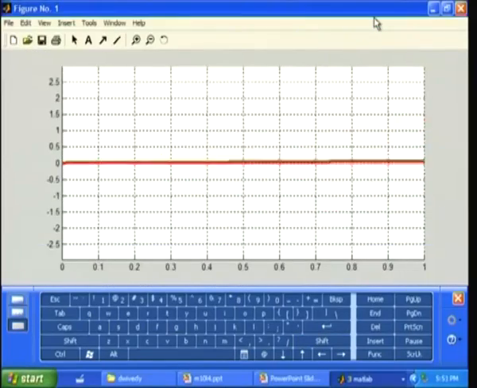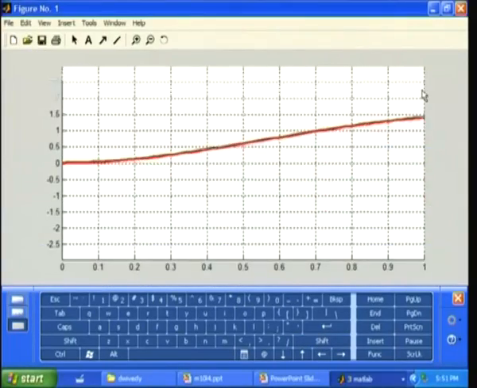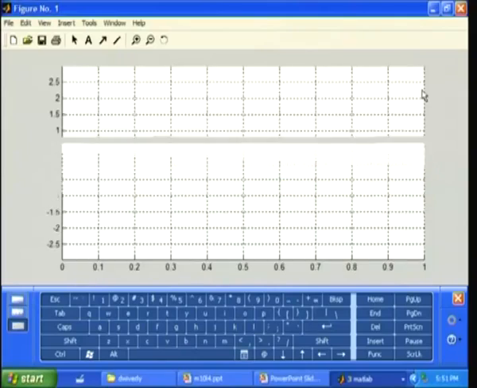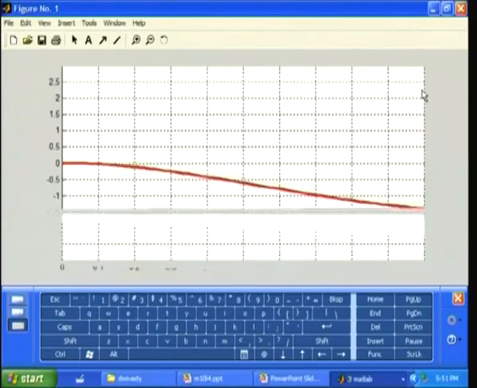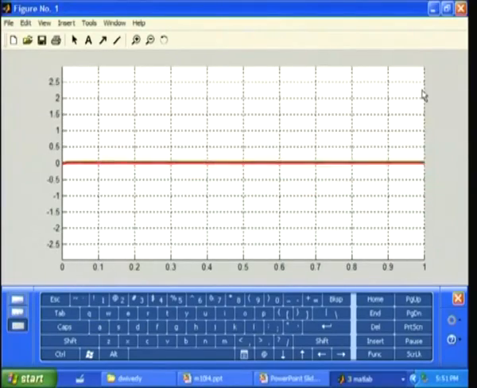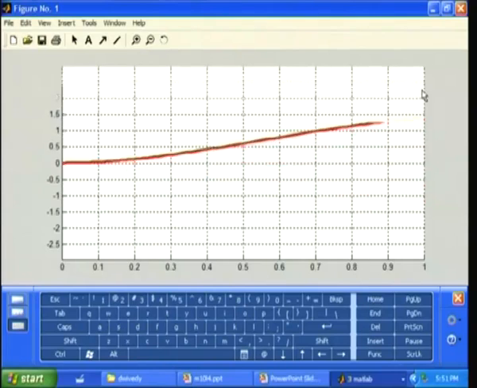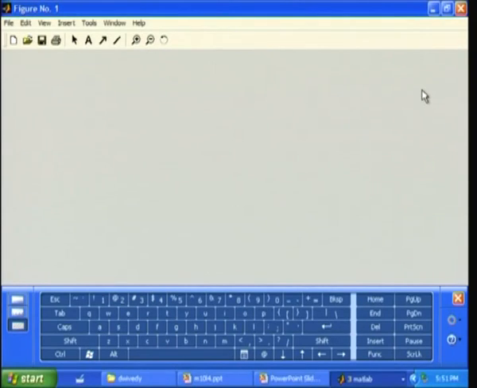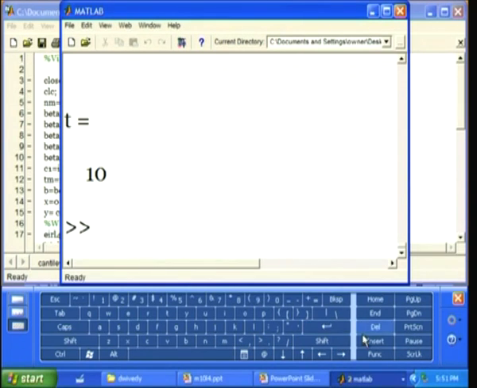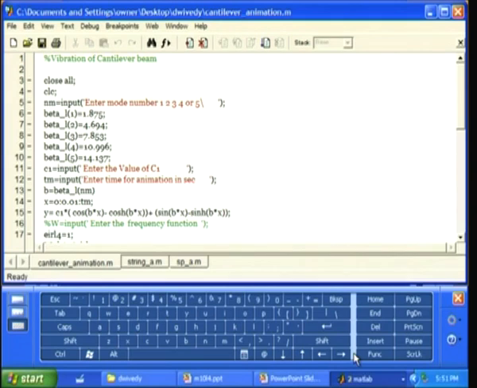or the cantilever beam is moving up and down in the first mode. In the first mode you have seen beta L equal to 1.875. So, let us see the second mode. We can run it for the second mode.